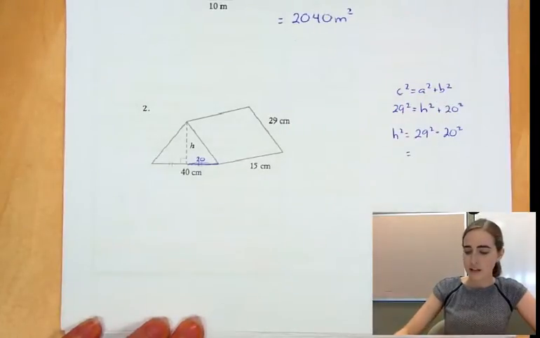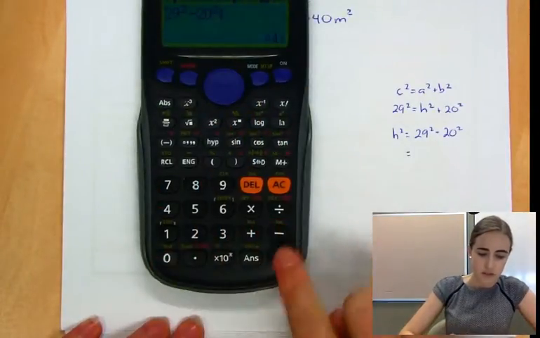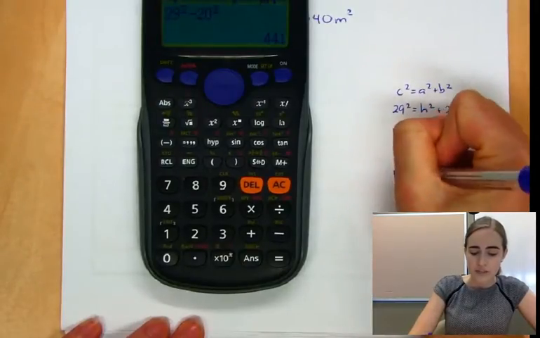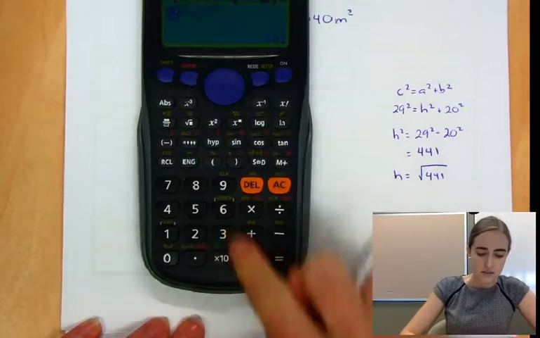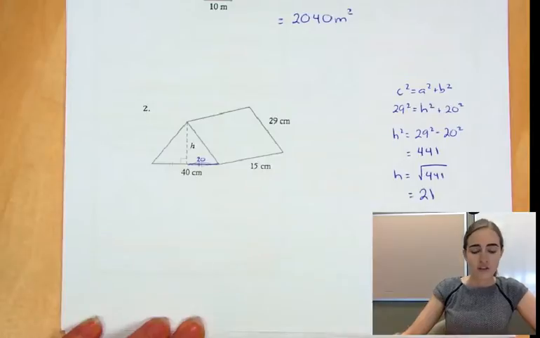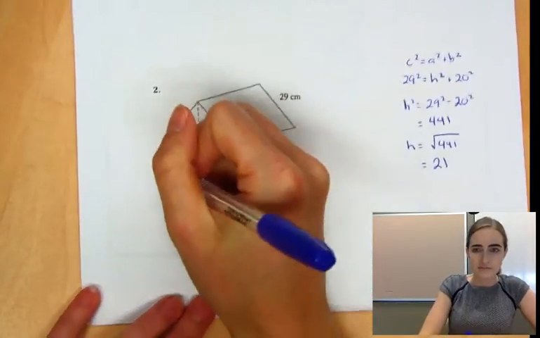If we pop that in our calculators, we'll end up with 441. And then we need to find h, so we'll take the square root of that, which would give us 21. So we know that the height of that triangle there is 21 centimetres. So now we can find the surface area.